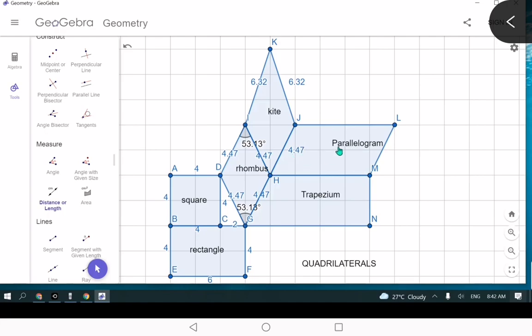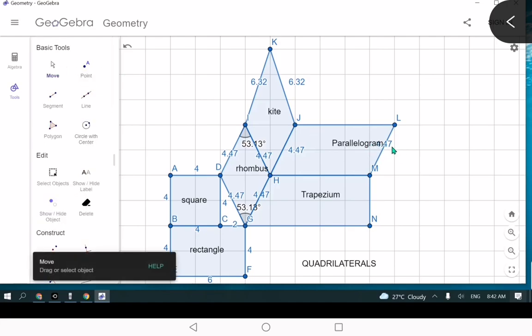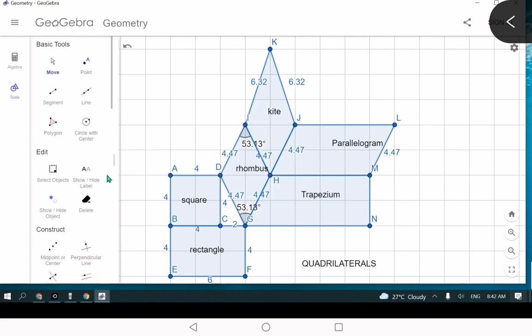4.47. For a parallelogram, opposite sides are equal length. You can see, opposite sides are equal length. This one 4.47. This one also 4.47. Same as this one, 4.47. They are the same. Okay. Go to the next one.